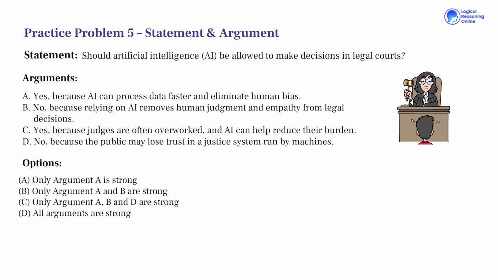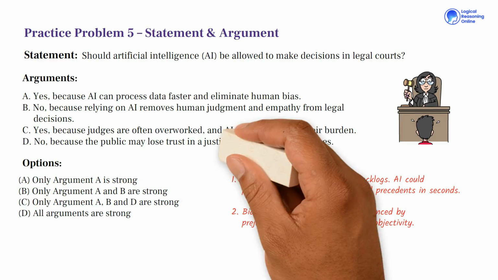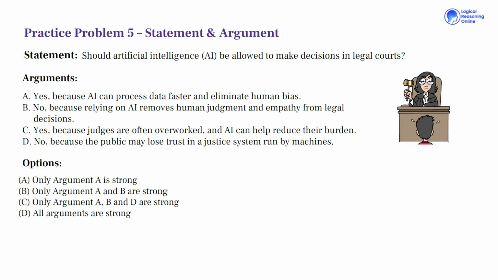It touches two real issues. Number one, speed. Courts have massive backlogs. AI could process hundreds of files and legal precedents in seconds. Number two, bias. Human judges can be influenced by prejudice or emotions. AI promises objectivity. This argument is fact based, relevant to the statements, and addresses core legal system flaws. So, argument A is strong.